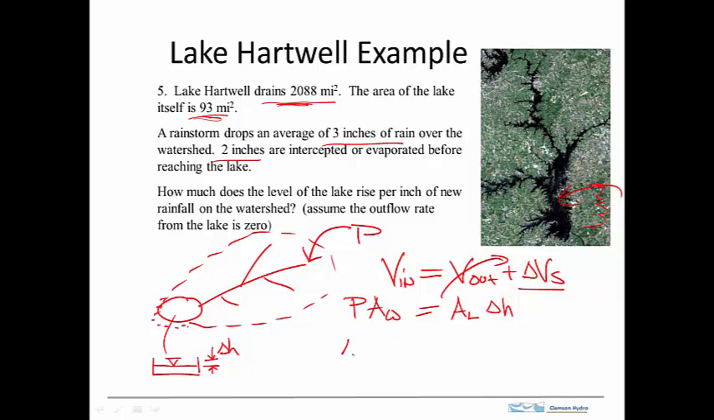We just now solve for delta H, which is the change in the water level of the lake, and it equals P times the ratio of the area of the watershed to the area of the lake. And we're given that information. It's P times 22.4.